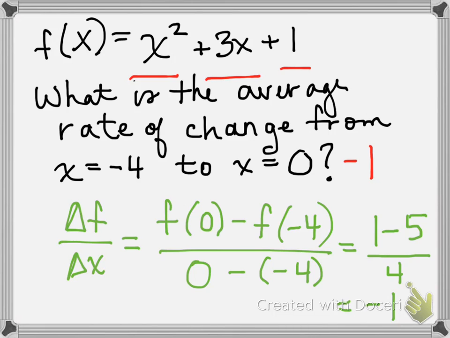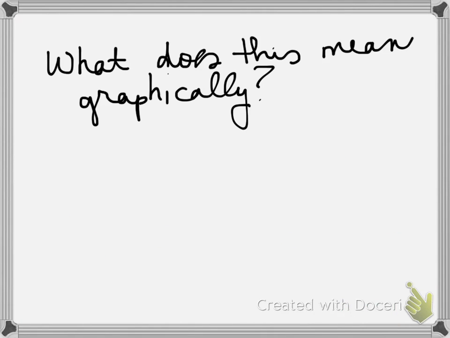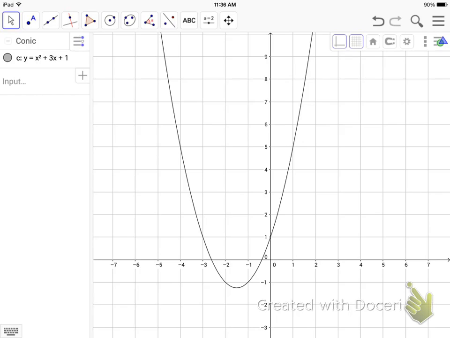All right. So we also want to know, what does this mean graphically? We're talking a lot about what functions look like in terms of the graph. So let's go ahead and graph our function. Here it is, y equals x squared plus 3x plus 1. Let's think about what happens when x equals -4. When x equals -4, I have this point right here. There we go, we have that point right there.